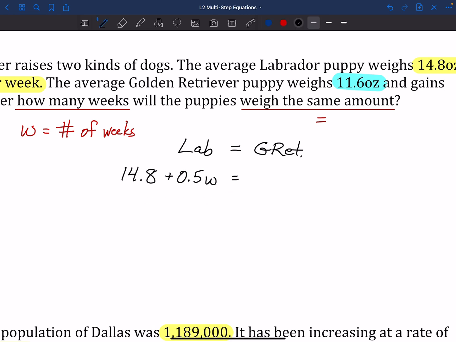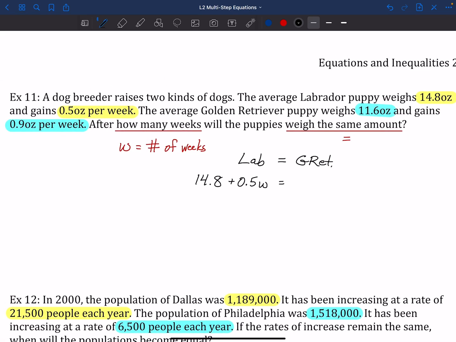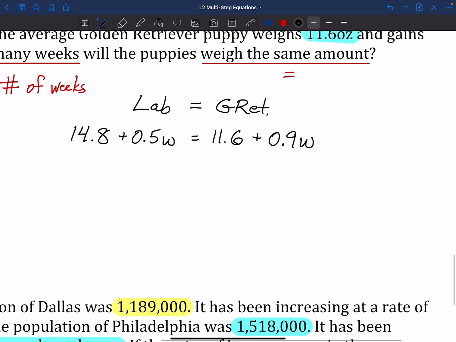On the other side is where we put in the Golden Retriever numbers, right? Golden Retriever is the stuff in blue there. It weighs 11.6 ounces, right? So that's kind of like where we're starting off. And then we are adding on 0.9 ounces every week. So again, I'm putting my W there. After that, it doesn't look very nice because of the decimals, but this is really not too bad of a problem, right? We're going to set ourselves up with a line down the middle to keep it all separate, right? And then we solve it out like normal.